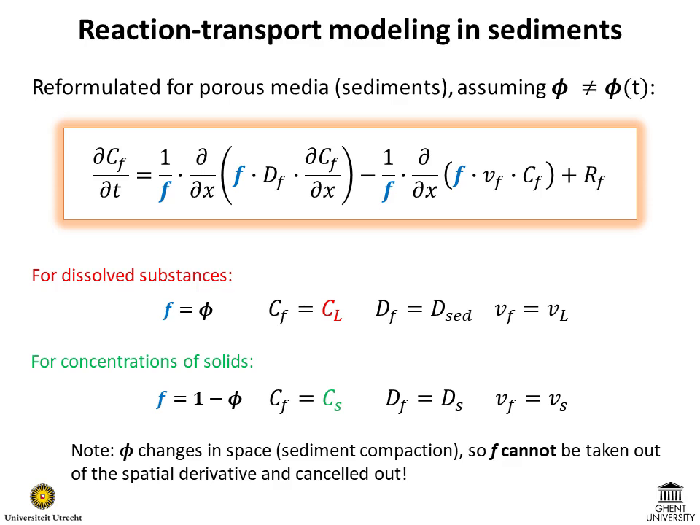The concentration and the reaction rate are expressed per volume of the solid phase, and the parameter dF corresponds to the mixing coefficient of the solid phase, such as the bioturbation mixing coefficient. The parameter Vf corresponds to the velocity of the solid phase, such as the rate of sediment accretion.